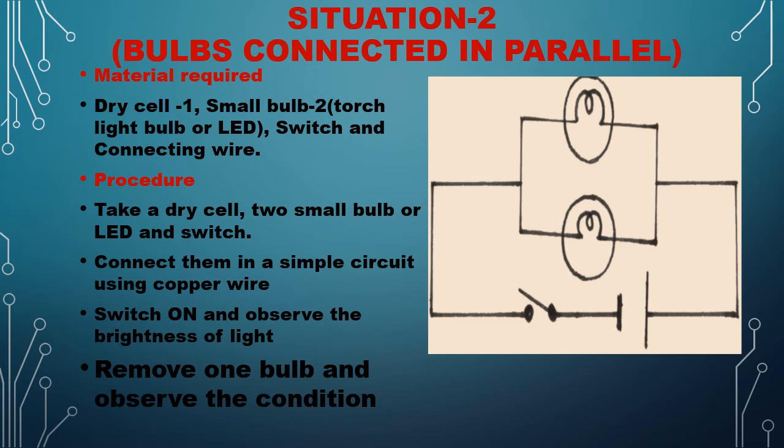Then the bulbs glow. If you remove one bulb, that means this entire path is not present, but current can flow in the other path, isn't it? So the other bulb will glow. If you remove this bulb also, observe the brightness and whether the bulb glows or not. Record your observations in a table. Then we'll go for another situation.